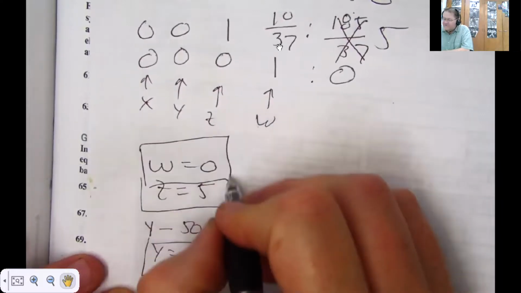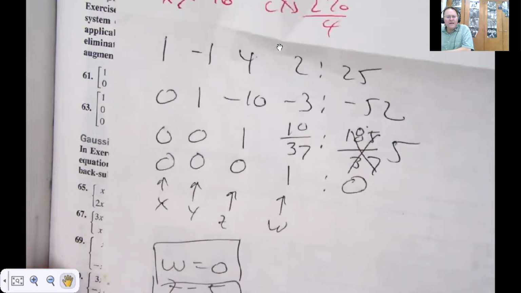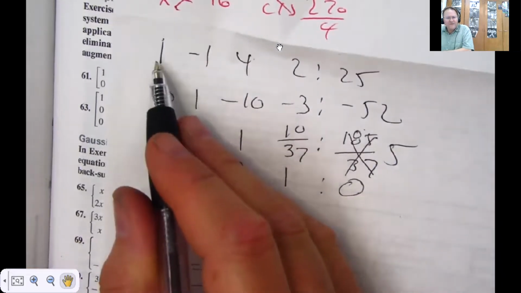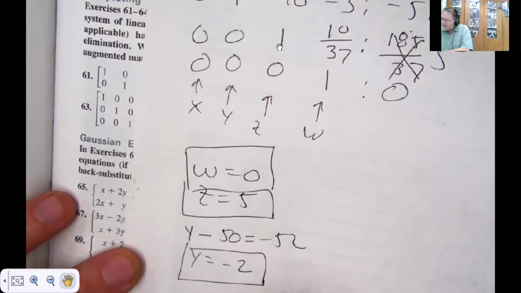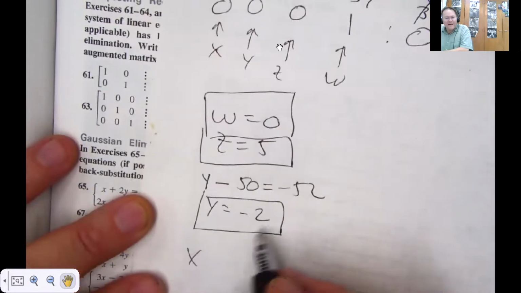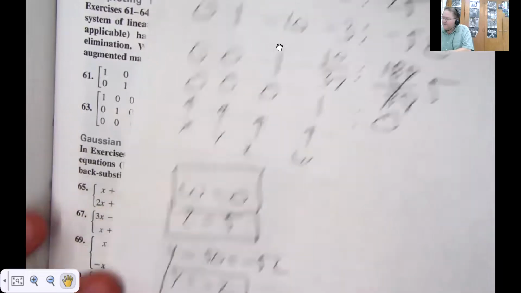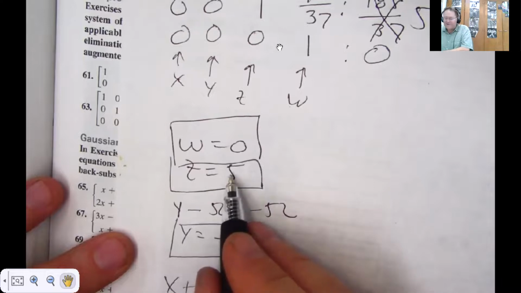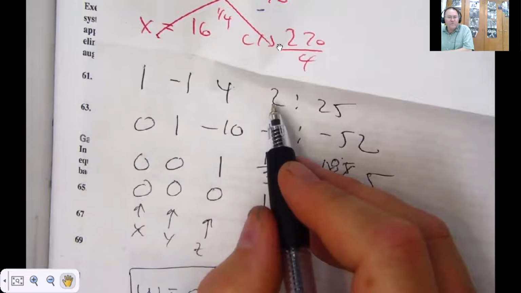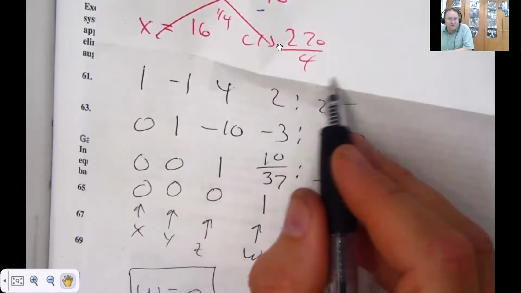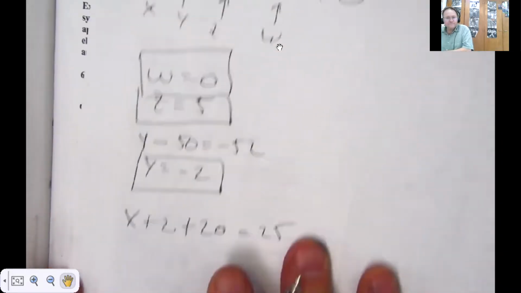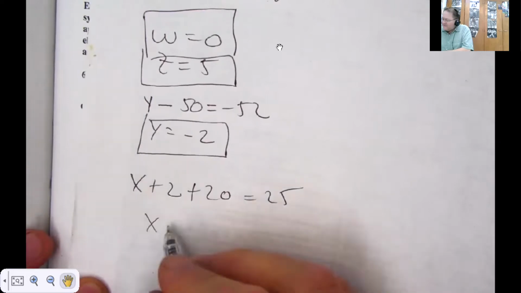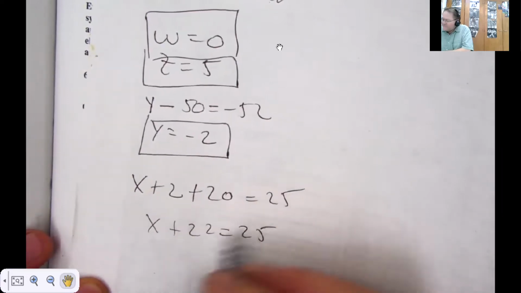And I'll look in the back of the book to see if this is right at the end. And then now we have to find x, right? So it's going to be x minus y. Remember, y is negative 2, so it's going to be x minus negative 2. It would be x plus 2. Plus 4z, so 4 times 5 would be plus 20. Plus 2w, but remember, w is 0. Plus 2 times 0 is 0, is equal to 25. So it's going to be x plus 22 equals 25, or x equals 3.